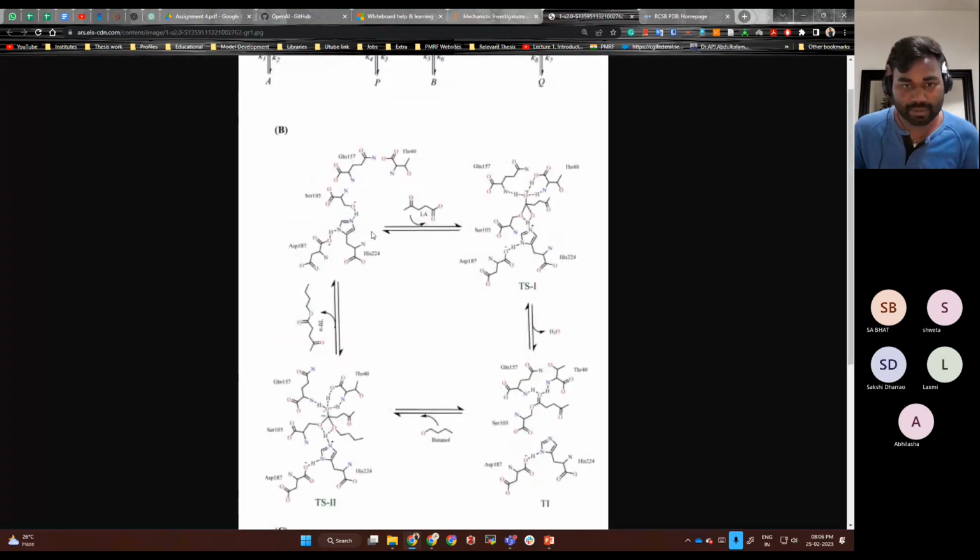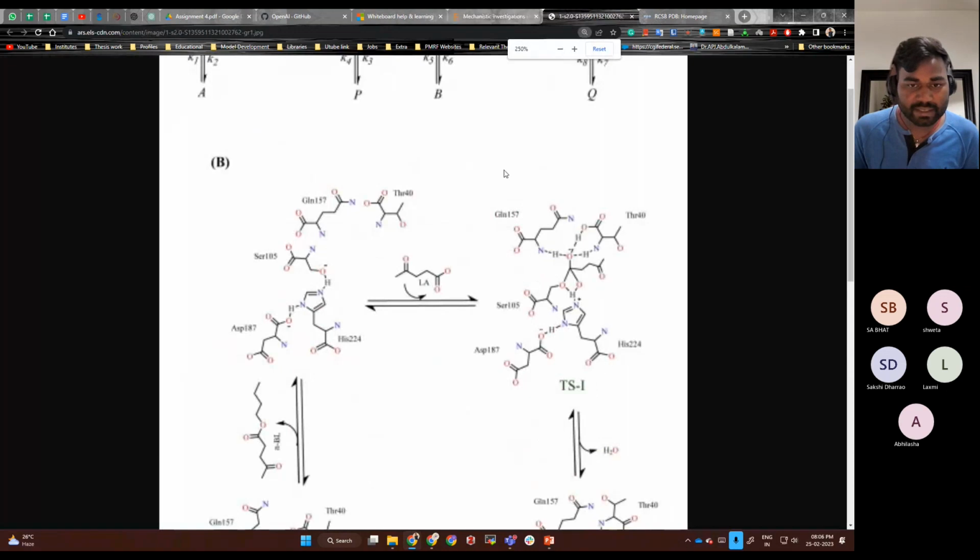Right here I have shown that in the active site there are 5 different amino acids. The active site amino acid residues are serine 105, histidine 224, and aspartic acid 187. And these two, glutamine 157 and threonine 40, act as an anionic hole, which stabilizes the charge state of the transition state.